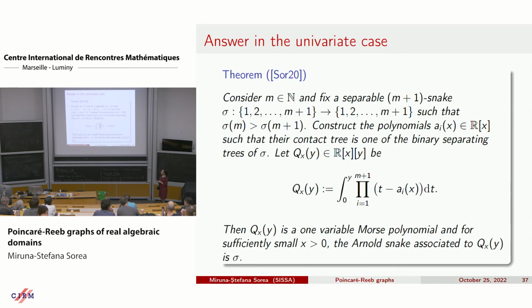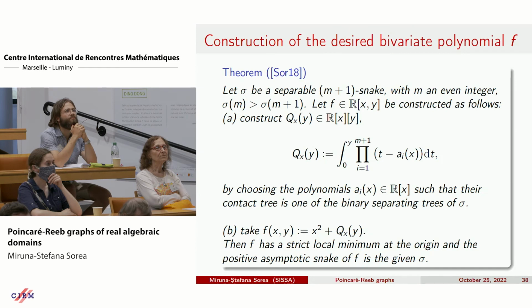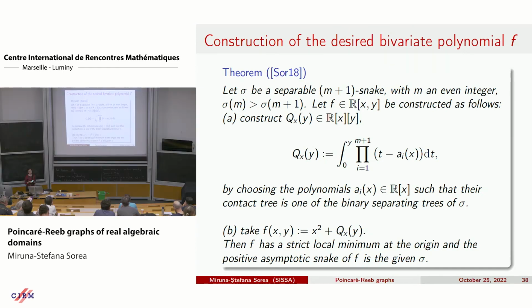For the bivariate question, now add in front of the previous construction an x squared, and look at this polynomial as a polynomial in two variables, x and y. Then this polynomial has a local minimum, and the right side of the origin has the desired shape encoded by sigma.